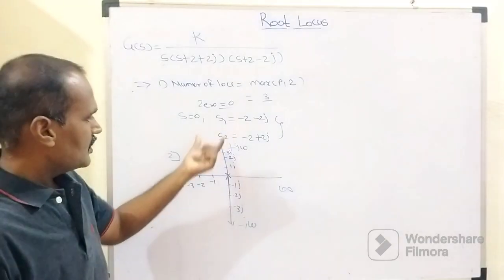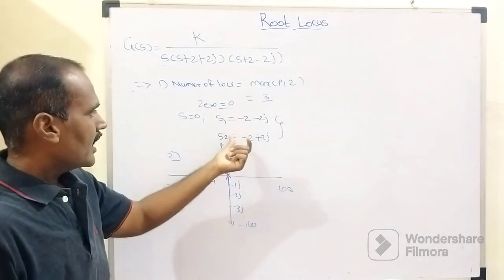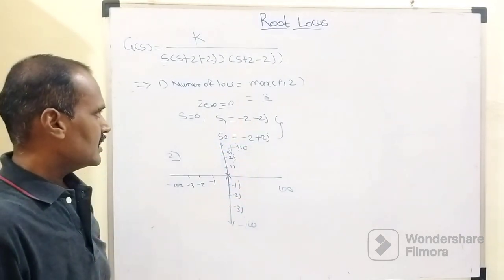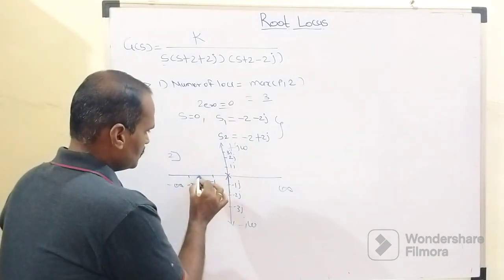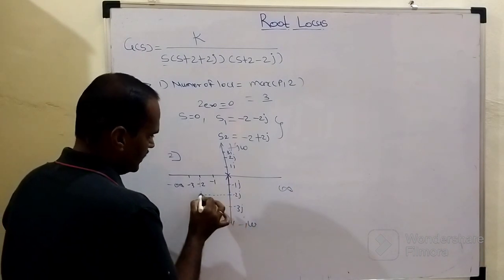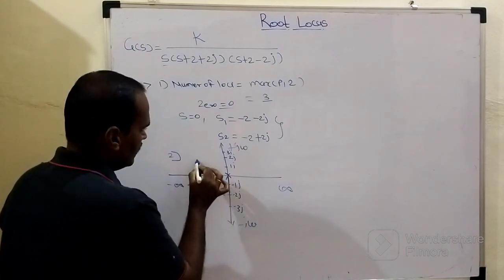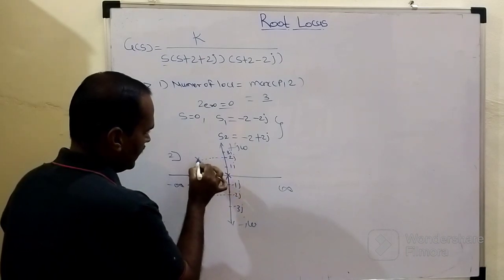So our first pole is present at origin, denoted with this cross sign. Second, s1 equals what? Minus 2 minus 2j and minus 2 plus 2j, right? So this is minus 2 and minus 2j. Similarly, this will be minus 2 and plus 2j, right?